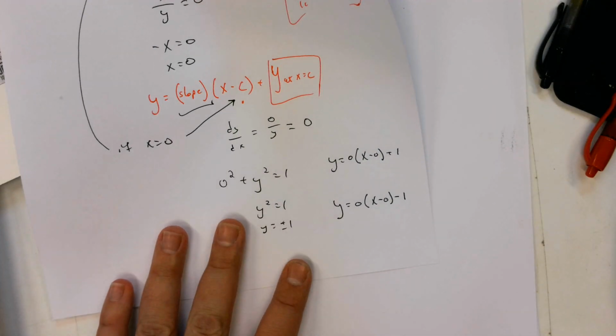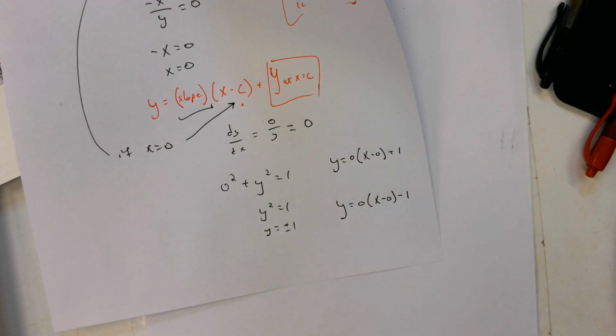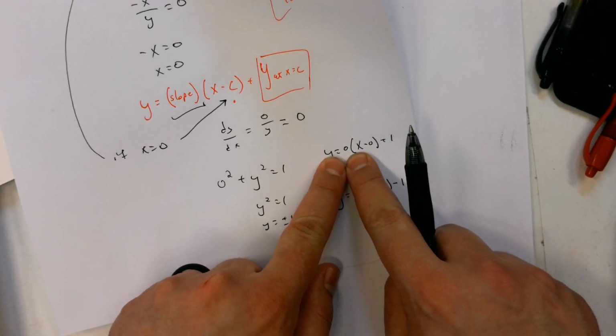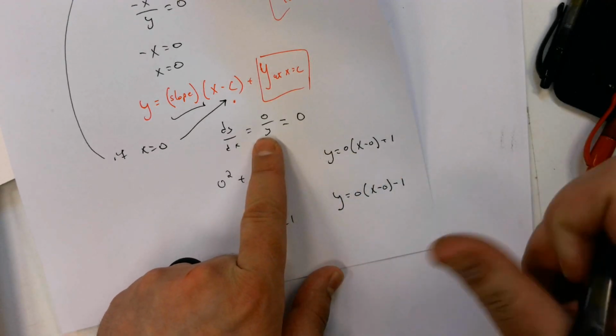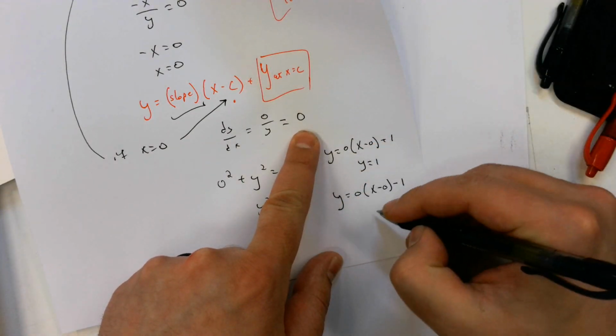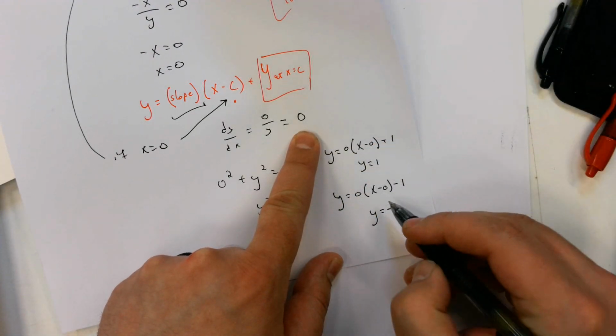Because I know there's some question like, oh, why is horizontal y equals? Because now horizontal means that your slope is 0, so your derivative is 0. If I multiply 0 by all this, all I'm left with is y equals 1, or y equals negative 1.